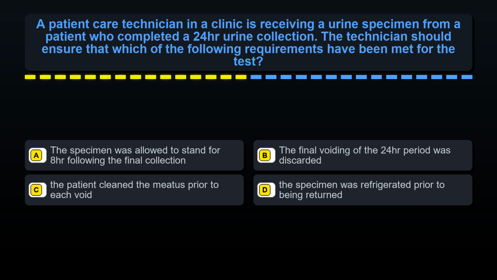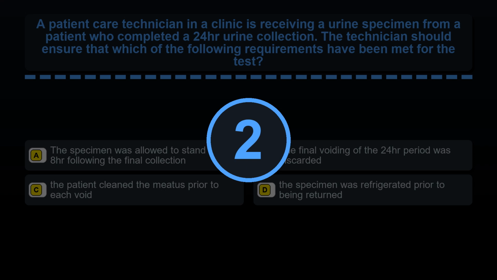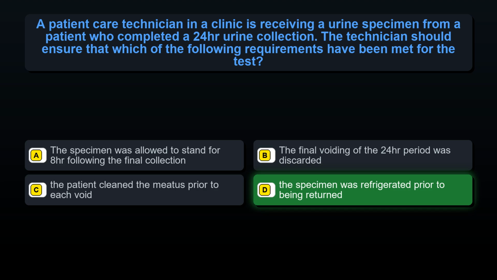Option A, the specimen was allowed to stand for 8 hours following the final collection. Option B, the final voiding of the 24 hours period was discarded. Option C, the patient cleaned the meatus prior to each void. Option D, the specimen was refrigerated prior to being returned. The correct answer is option D, the specimen was refrigerated prior to being returned.